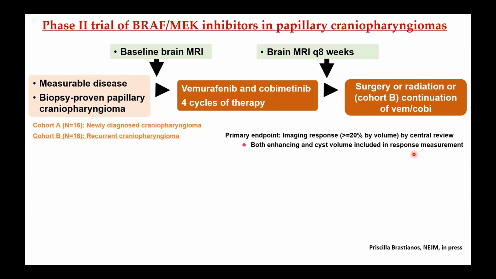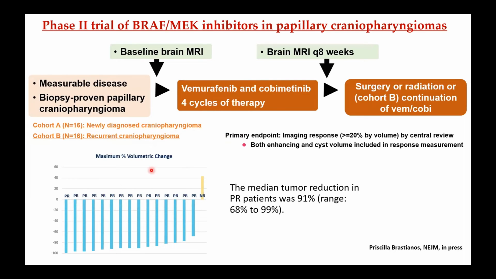Based on this, a clinical trial was recently performed over the last 5 years, which split papillary craniopharyngioma patients into 2 cohorts: cohort A, which are newly diagnosed craniopharyngioma, and cohort B, which are recurrent craniopharyngiomas. These patients were treated with combination therapy, BRAF MEK inhibition, and this is an example of the responses for 16 patients that were treated.